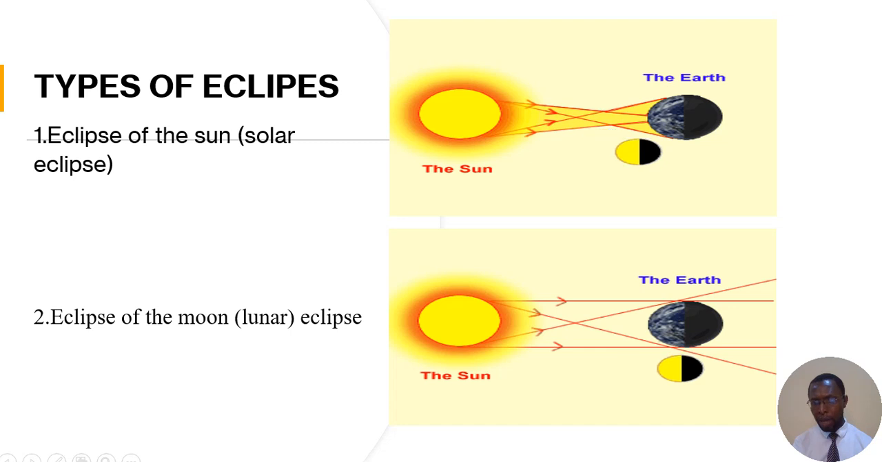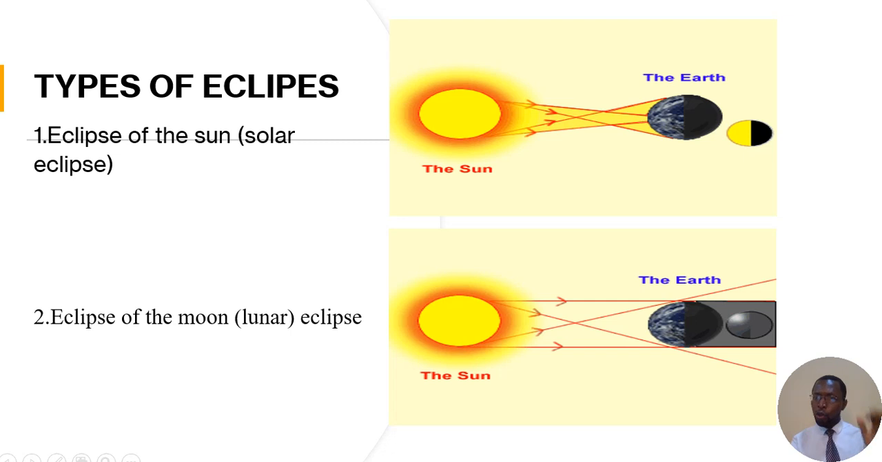This object moving is the moon. By the solar system, we know that the moon moves around the earth. Now, watch as it moves around. At the point that it gets between the sun and the earth, it casts a shadow on the earth. That point where this moon casts a shadow on the earth is what we call the eclipse of the sun.